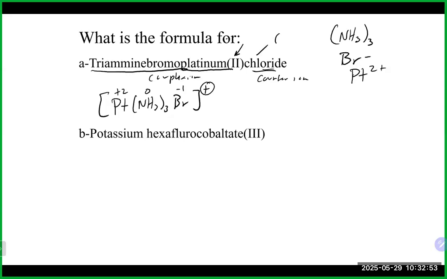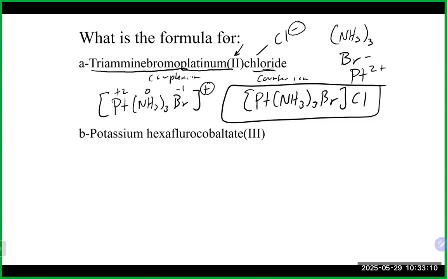That's important to tell us how many of these counter ions, which in this case is chloride, we would need. And in this case, we'd actually just need 1 to balance it out. And that would get us our coordination compound basically just by putting our chlorine in there, and we would have it. Any questions on that one there?